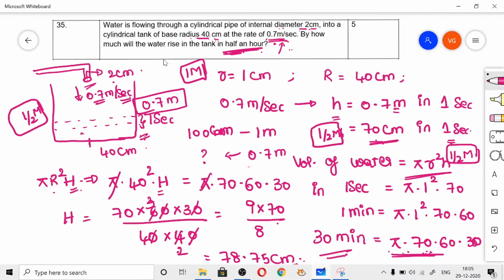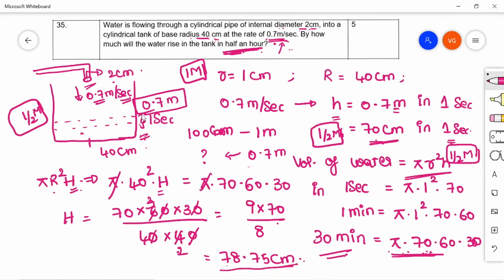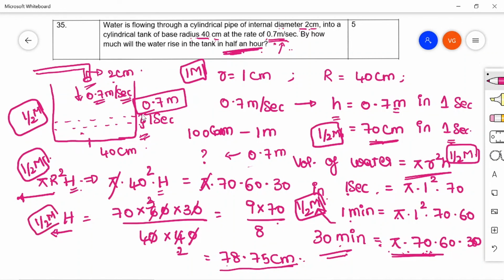See, for the 30 minutes calculation, 1 second, what is the water filled? 1 minute, what is the volume filled? And for 30 minutes, what is the volume filled here? That is another half mark. Equating capital pi R square H to small pi r square h, you will get another half mark. Then finding the value of h, you will get 1/2 mark here. Then finally write down the final answer and put a box around it. For that you will get the final 1 mark here.